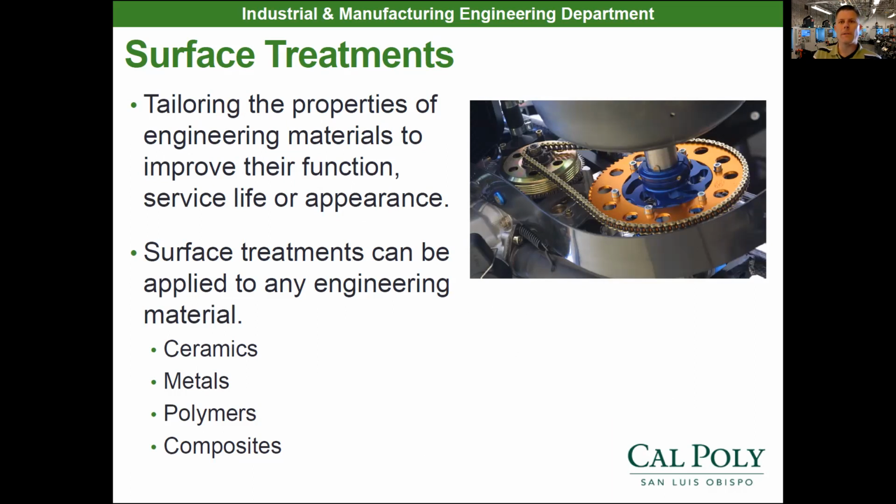Surface treatments are really important because after we manufacture a part, we want to go ahead and maybe improve the part's service life, or its appearance, or maybe its function, by changing the surface properties of the engineering material. And we can pretty much apply surface treatments to any type of engineering material out there, whether it be a ceramic, a metal, a polymer, or some sort of composite.